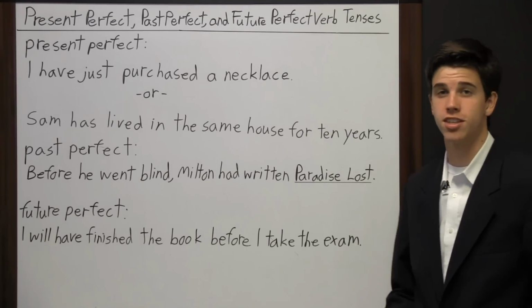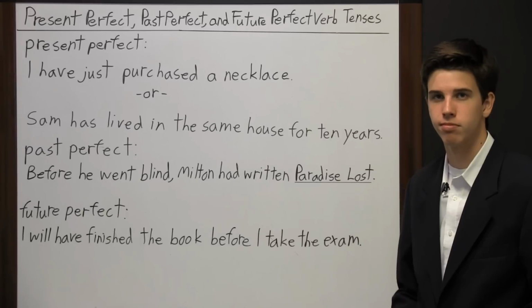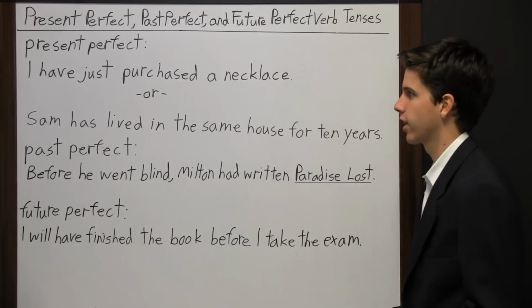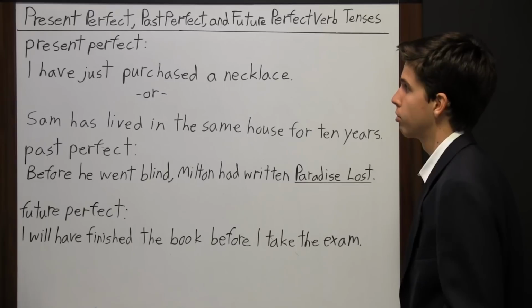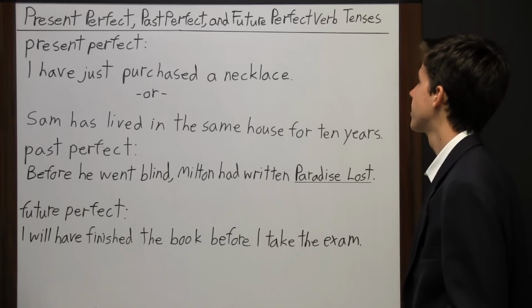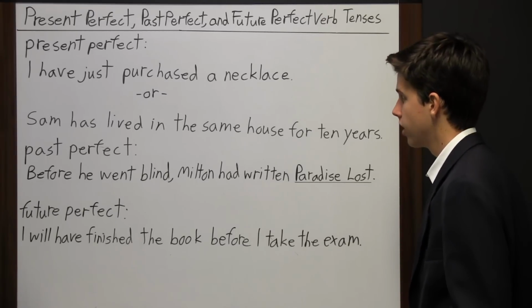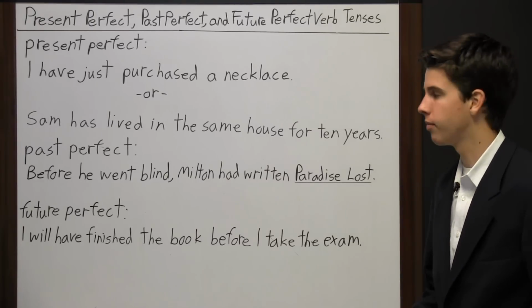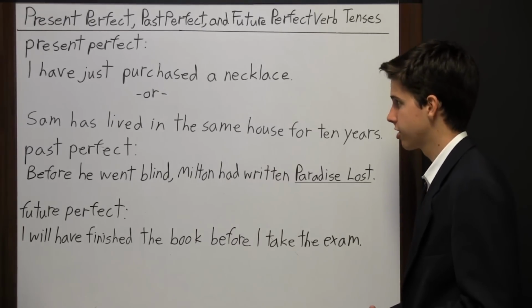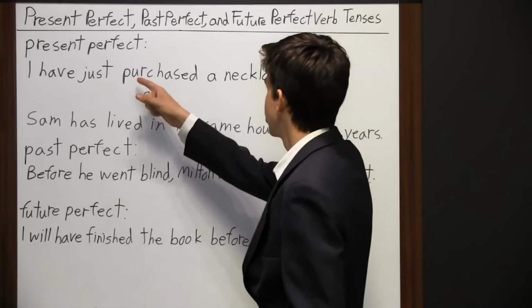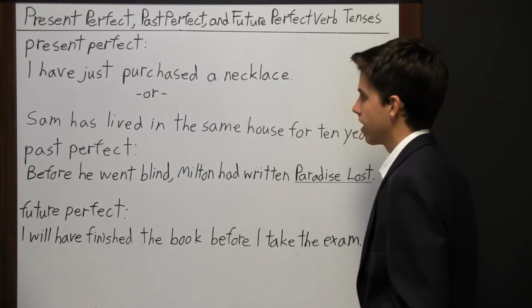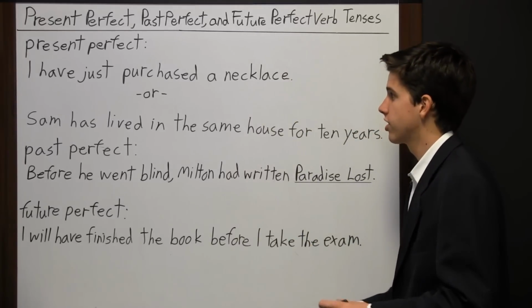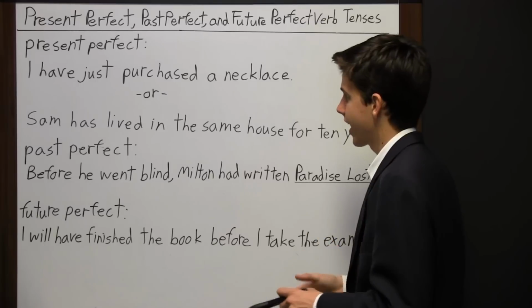ACT English, sentence structure. There are 3 verb tenses that I want to take a look at. Those verb tenses are present perfect, past perfect, and future perfect. The present perfect is used to emphasize the completion of an action in the very recent past. Here's an example: I have just purchased a necklace. This is something that was completed in the very recent past. The person just purchased a necklace.